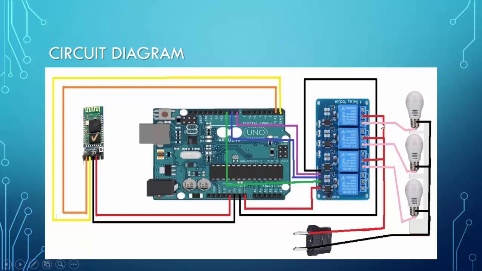Now here the red wire is the live wire, and the neutral wire is the black one, which is connected to the bulb. So every bulb has 2 connections. The first connection would be the neutral one, which will be connected to the plug, and the second one would be connected to the third pin of the relay. You can see 1, 2, 3, the third pin.